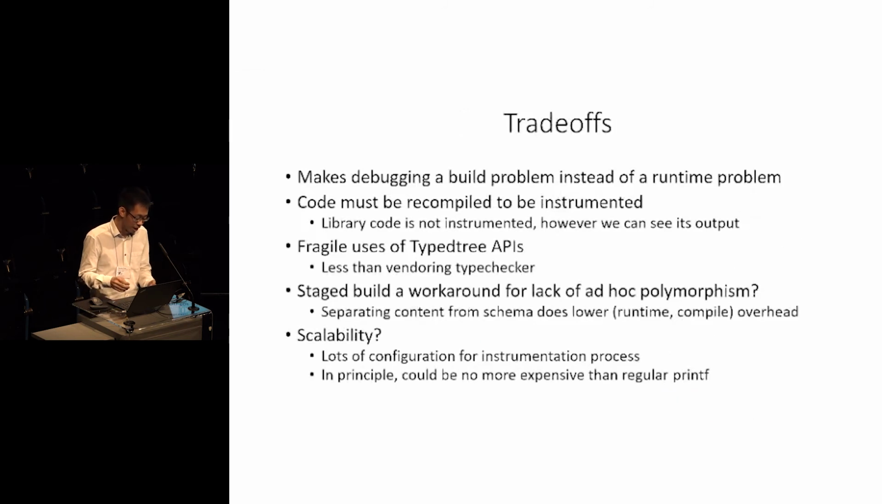So in the remainder of the time, I'll discuss some trade-offs that this makes. The first is that this is turning debugging from a runtime problem into a build problem, because now it's just a matter of inserting this pipeline into the build system. The downside of this is that code must be recompiled to be instrumented, which is unlike magic-trace.